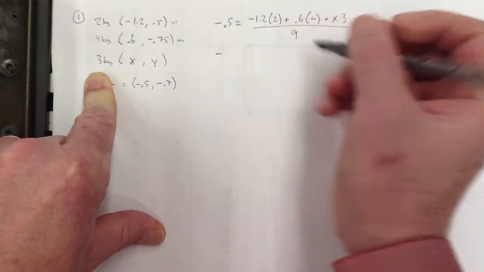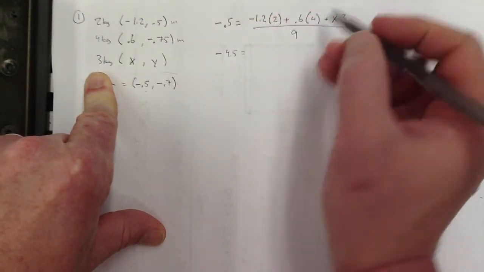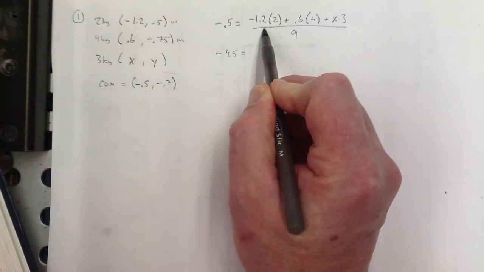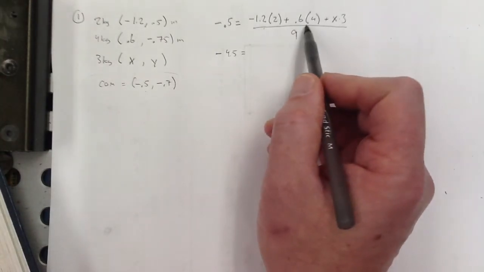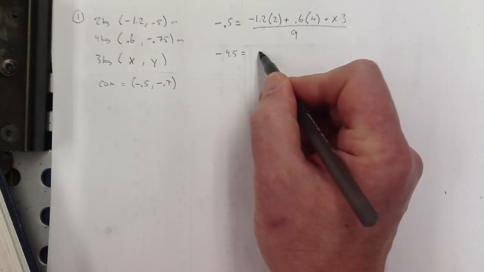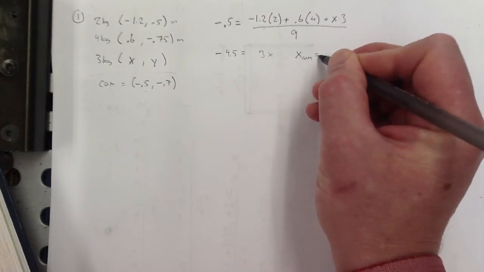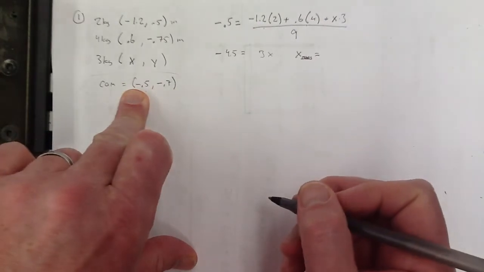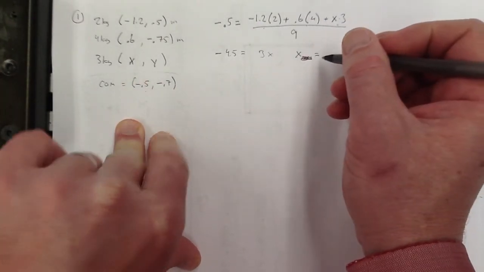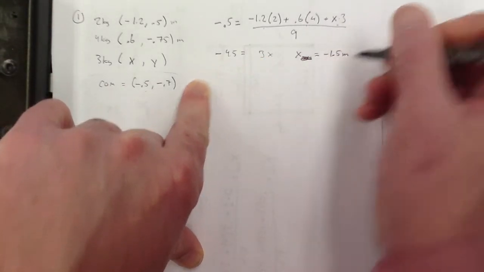So let's see, negative 4.5 is equal to, that's negative 2.4. Ooh, is that positive 2.4? That's going to be a big old 0 there, isn't it? 3x, so x coordinate of the center of mass. Oh no, sorry, x. We know the x coordinate of the center of mass. The x coordinate of this third particle has to be equal to negative 1.5 meters.